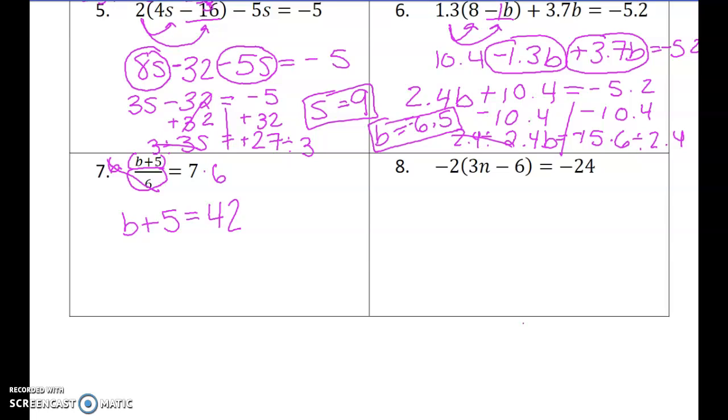It's my lucky day. The opposite of adding 5 is subtracting 5, so that's what I'm going to do. And I get b equals 42 minus 5, that's 37. Boom. Perfect.